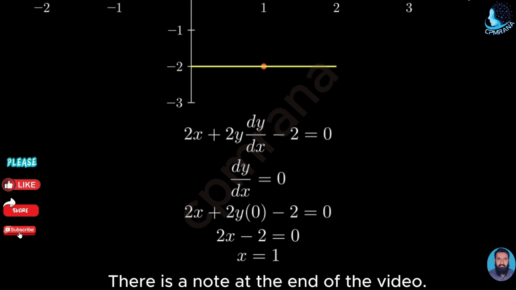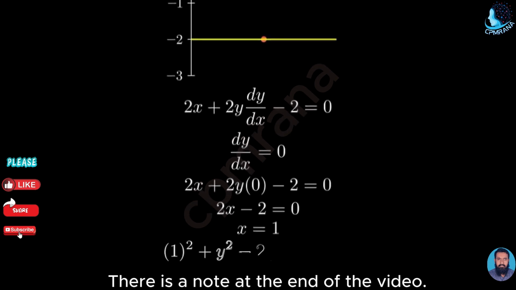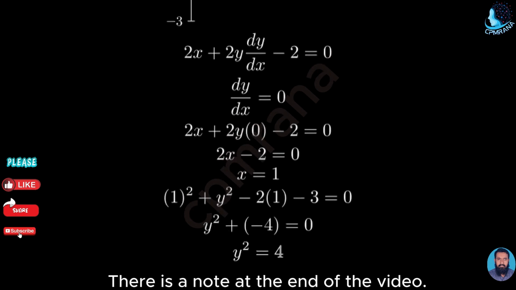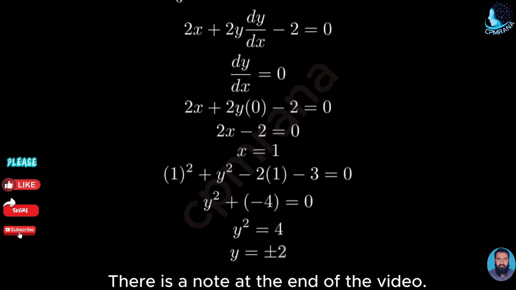Now that we know x equals 1, let's substitute this back into our original equation to find y. We get 1 squared plus y squared minus 2 times 1 minus 3 equals 0. This simplifies to y squared plus negative 4 equals 0, or y squared equals 4. Taking the square root of both sides, we get y equals plus or minus 2.